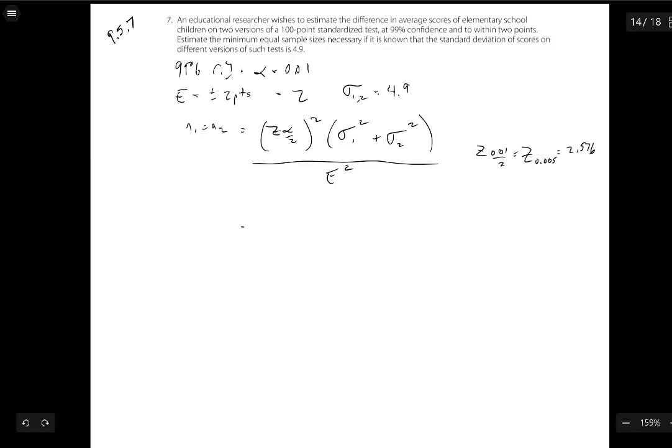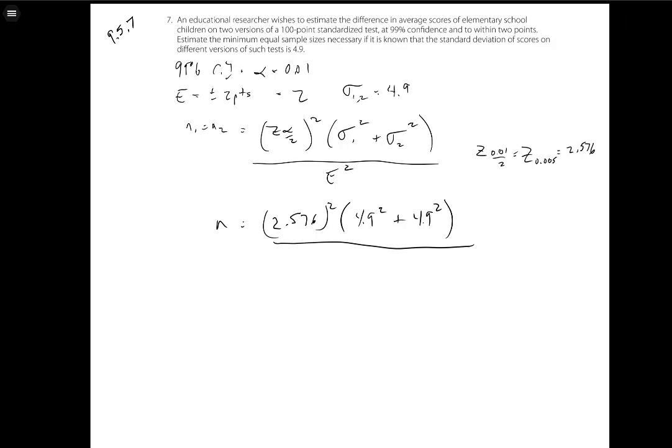So we can start plugging some numbers in here. So our n is going to be 2.576 squared. We have our 4.9 for sigma 1 squared plus the same 4.9 for sigma 2 squared. So the standard deviation squared, I don't want to say that so many times in recording these. And our margin of error is going to be 2, so this is going to be 2 squared.